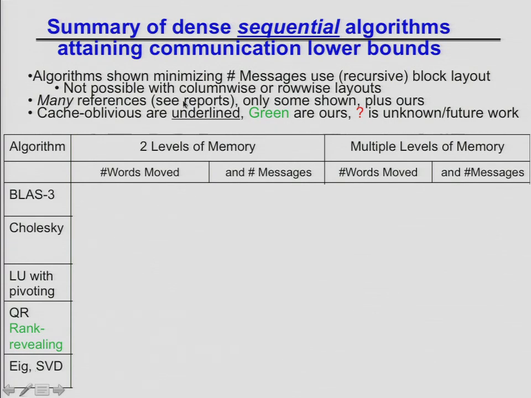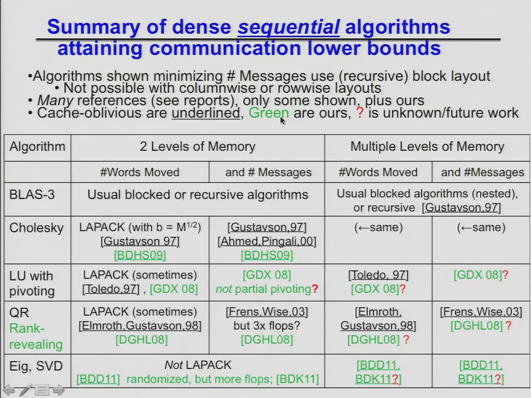Some color coding here. If an algorithm is cache oblivious, I'm just going to underline it so you can see that was the idea that they used. Red question marks mean open work, don't know, and green ones are our inventions. So here is an incredibly busy slide just to show you what the current state of the art is, with pointers to various algorithms.